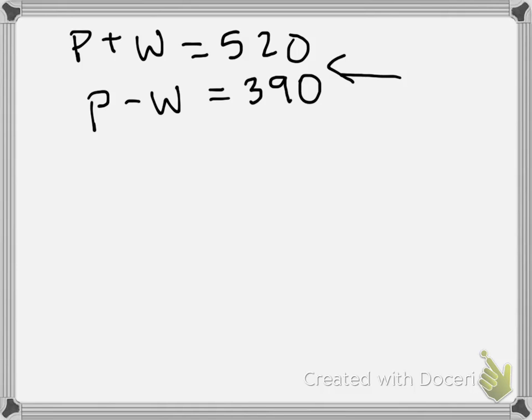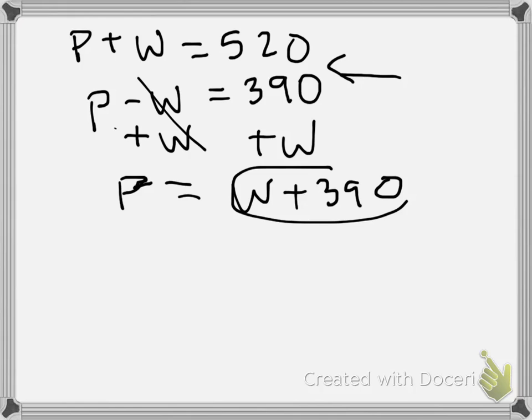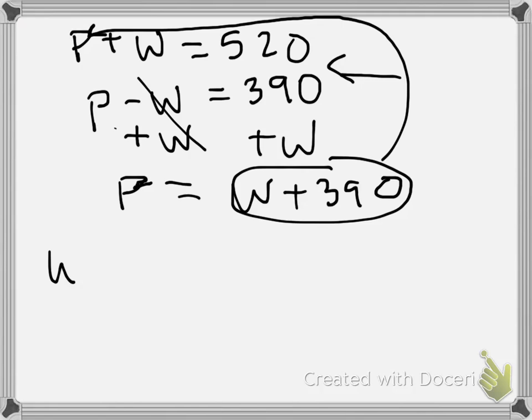I'm going to take that w and I'm going to add w to both sides, which will cancel those out, leave us with the p by itself, which is what we want. We want those things solved for p. On the other side, we'll have w plus 390. Okay? And now that we've got that solved, we can take that and we can substitute it in for p in our other equation, right? So we'll have w plus 390 plus w equals 520.